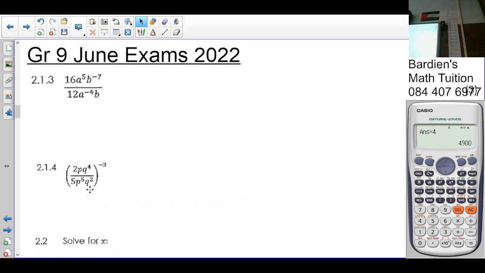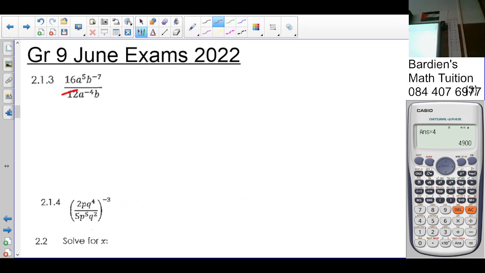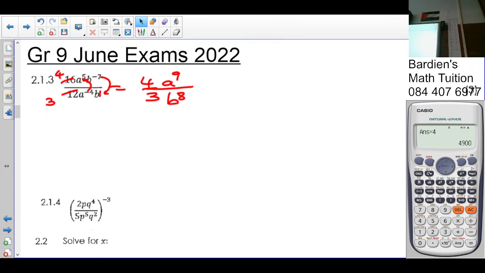The next one, we'll simplify. 4 goes into 12 3 times, and here 4. So it's 4 over 3. Where is there more a's? On top. So it's a, I'll take it up. So 5 plus 4 is 9. Where is there more b's? At the bottom. So b, you bring that 7 down, becomes plus 7. They'll give you 8.